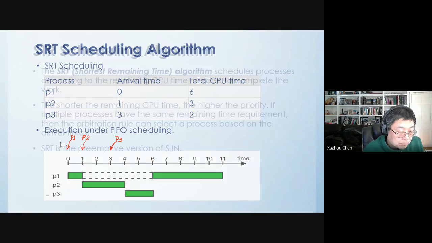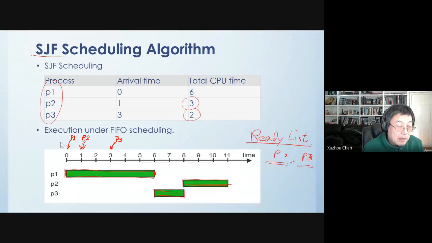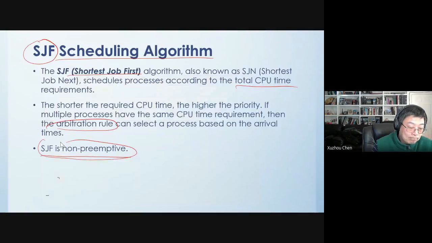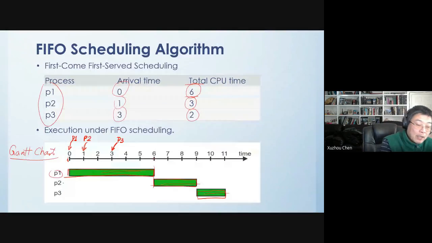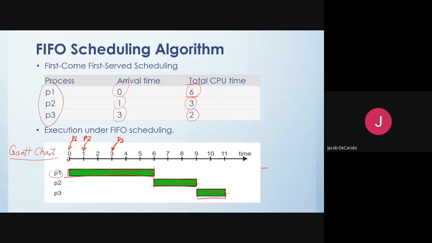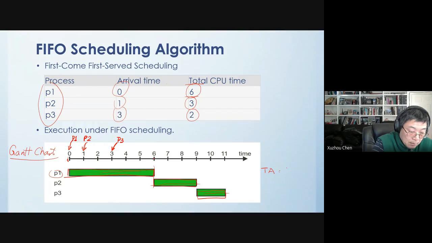Turnaround time measures the time between when the process arrives and the process departs. Okay, so let's see, what's the turnaround time for P1? 6. It's 6 minus 0, right? That's the departure time, and that's the arrival time. And now what's the turnaround time for P2?